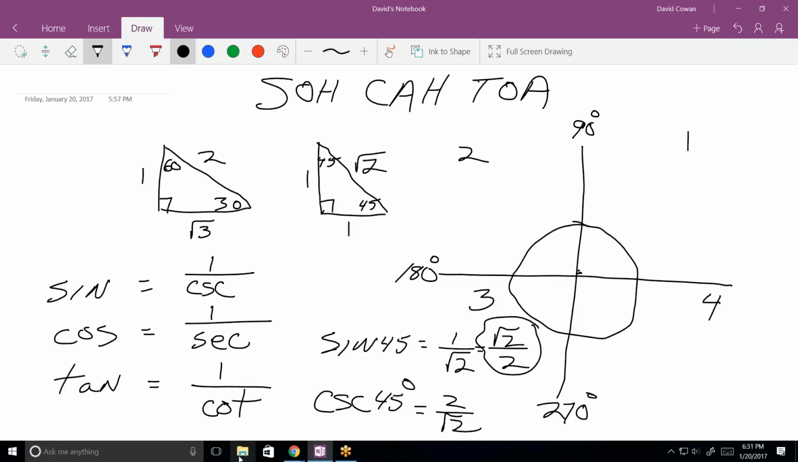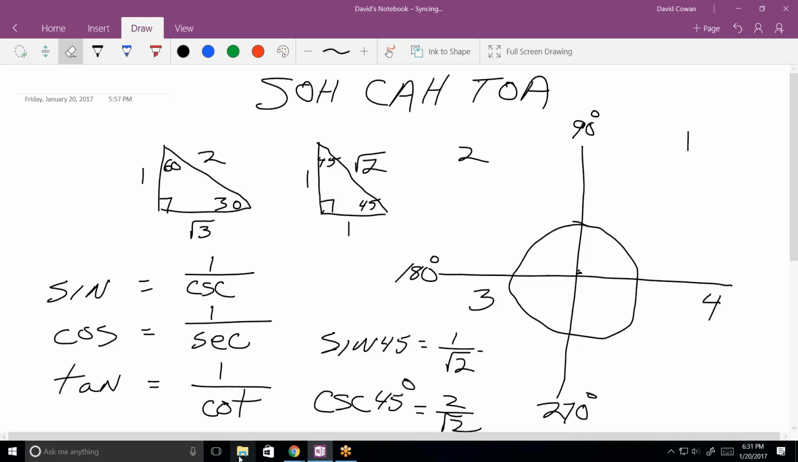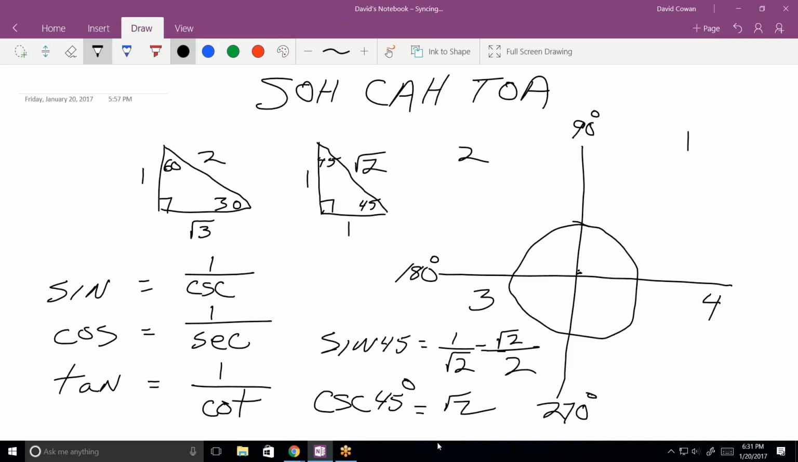Well, it would have been easier had I not rationalized the first one. Let's just leave the first one as 1 over root 2. And now the cosecant is just root 2. In other words, we saved ourselves a lot of trouble by not rationalizing the first one. And in all honesty, if you put 1 over root 2 into your calculator, you'll get exactly the same number, to as many decimal places as you want, as root 2 over 2.